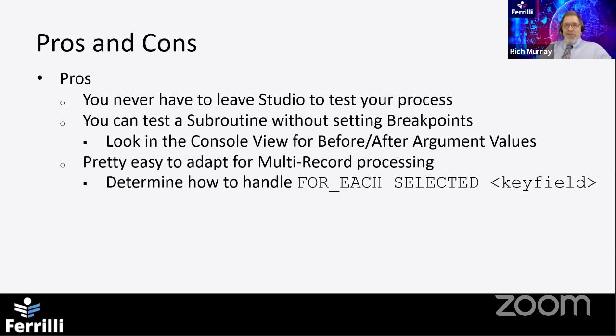It's pretty easy to adapt for multi-record processing. You'll just have to determine how to handle, in that batch processor report, the for each selected, because it's expecting that active select list in order to process. I've done this a couple of different ways. I've actually done a for each selected using new list criteria, and that kind of resolves the need for getting records selected by the front end form in the list spec.